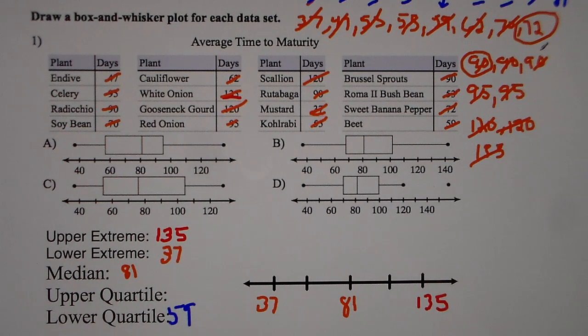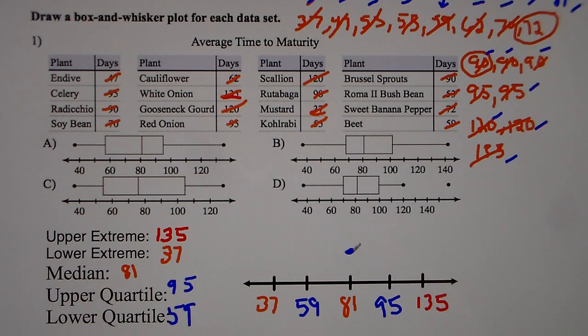For our upper quartile, we do the same crossing out process. The big one with the 81. 121 with the 90 and the 91. 95 and a 90. The upper quartile is 95. So I put the 95 here. And then the lower quartile is 59. We put that there.